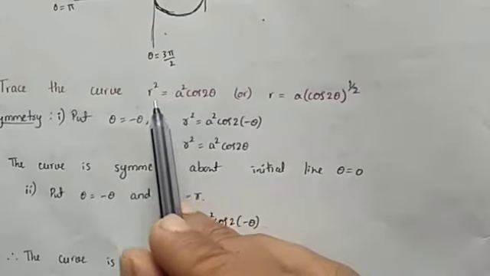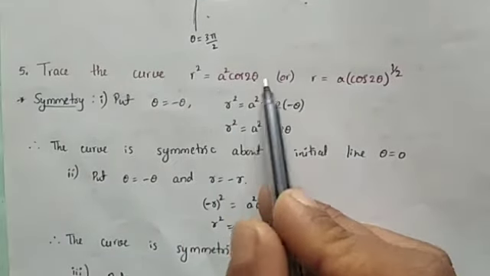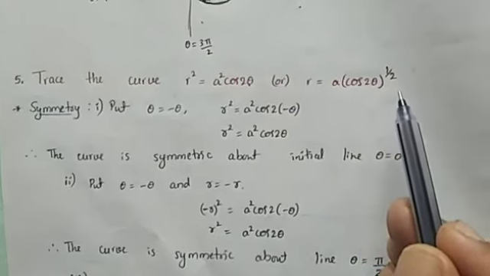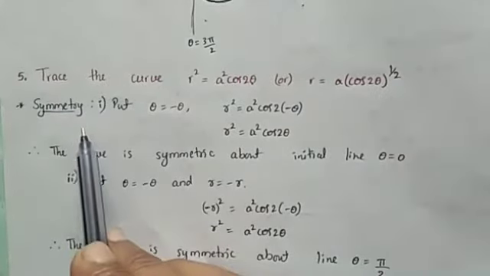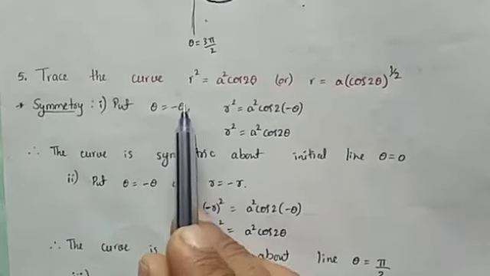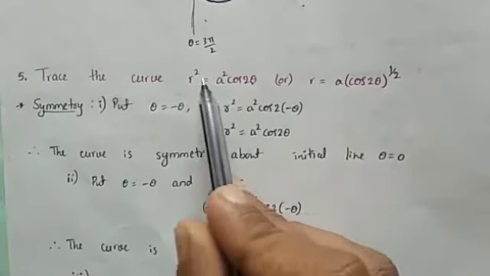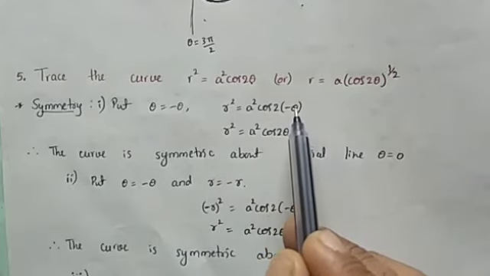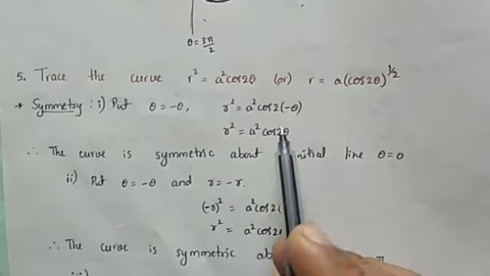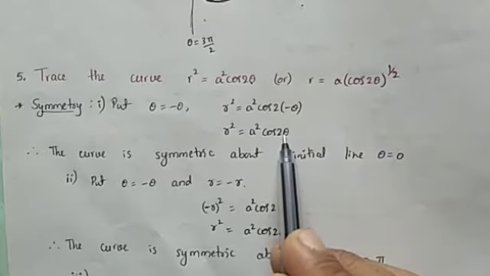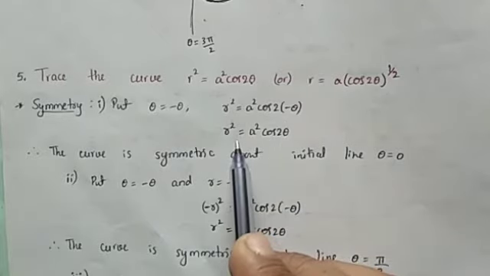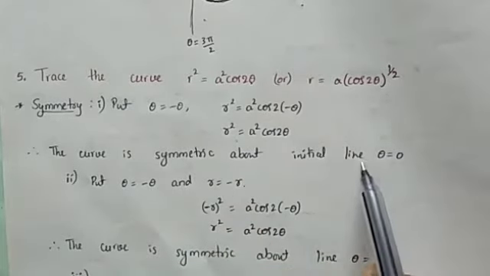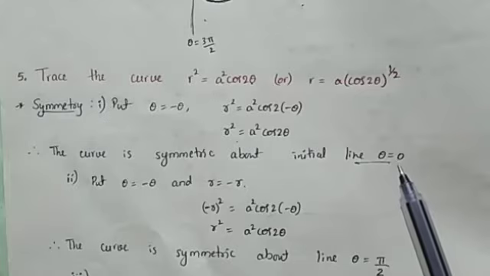Trace the curve r square is equal to a square cos 2 theta, or r is equal to a times (cos 2 theta) to the power 1 by 2. The first point is the symmetry. Put theta equal to minus theta. We get r square is equal to a square into cos of 2 into minus theta. Cos of minus theta is cos theta, so we get cos 2 theta. The equation remains unchanged. Therefore, the curve is symmetric about the initial line, theta equal to 0.